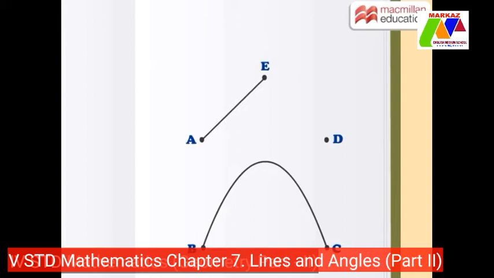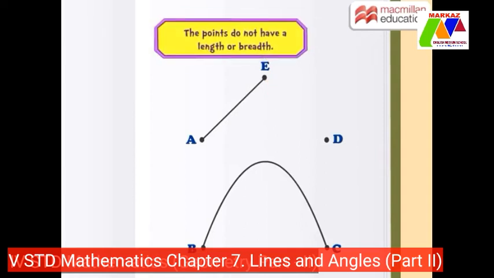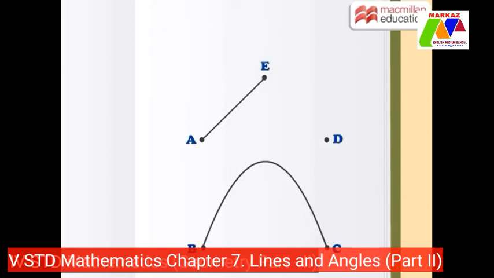Monu, in geometry, the dot made with a sharp pencil represents a point. These points do not have a length or breadth. Like you and I, points also have names and they are named using capital letters as shown. Points tell us the locations, and joining these points in alphabetical order will help us complete this activity. Monu now joins points A and B.